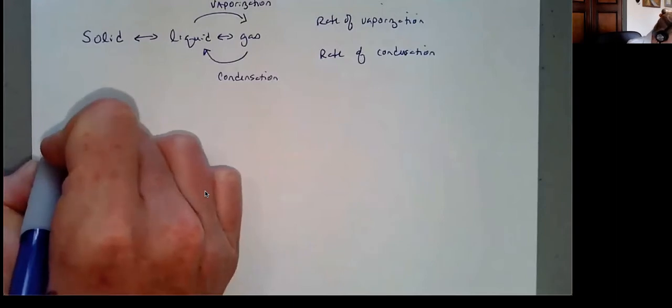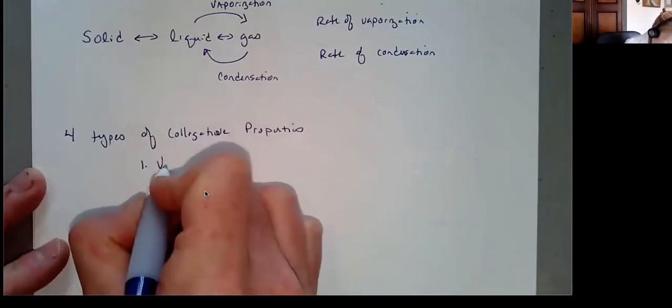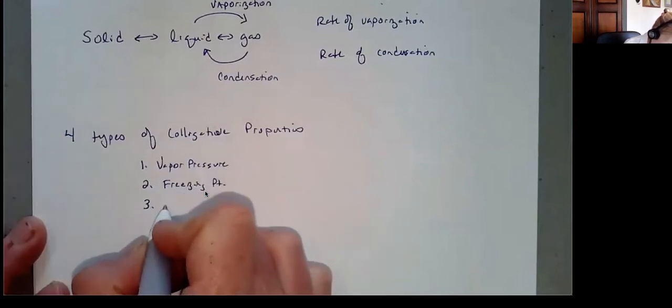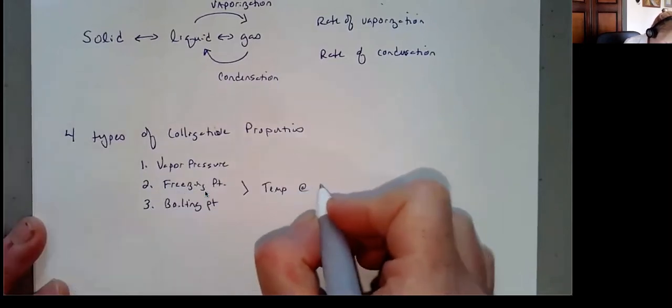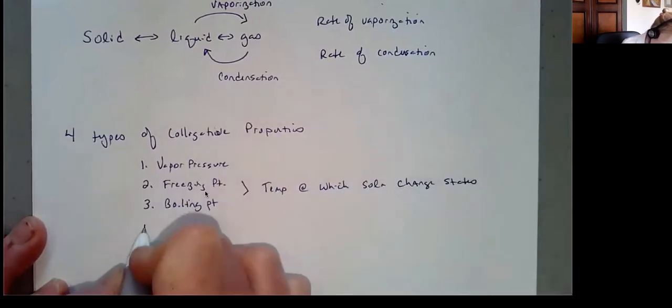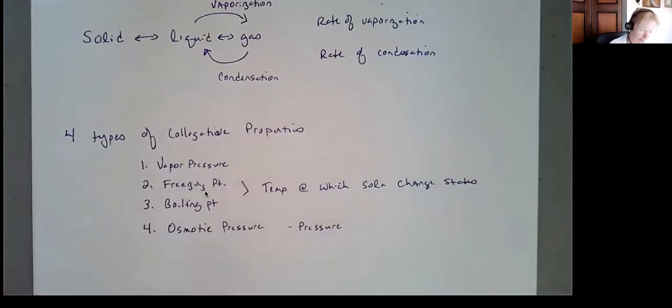Before we start that, let's talk about the 4 types of colligative properties that we're going to study in this chapter. The first one is vapor pressure. The second one is freezing point. The third one is boiling point, the temperature at which the solution is going to change states. And the fourth one is osmotic pressure, which is a pressure. So we're going to look at 2 pressures and 2 temperature changes. We're going to start with vapor pressure.